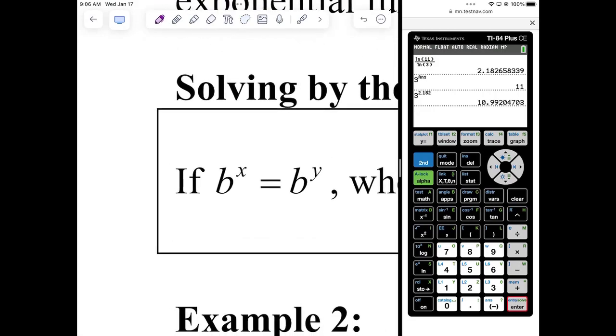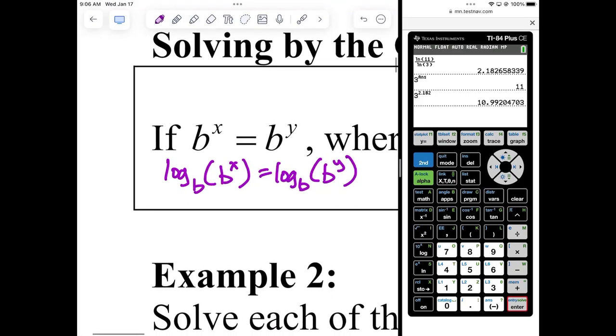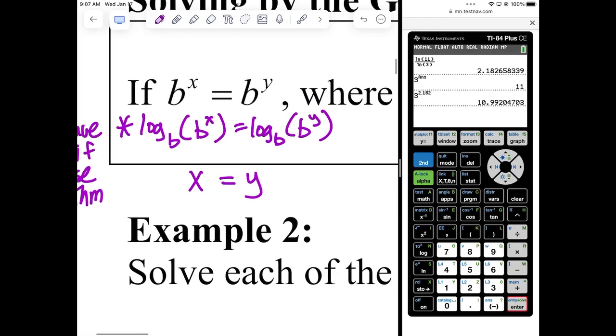If you don't want to use this theorem, you could actually do what to unexponentiate b on both sides? What can I do to both sides to unexponentiate base b? I can log base b both sides. So if you don't want to use the theorem, you're going to have to show this step here. What's log base b of b to the x? X. What's log base b of b to the y? Y. You get the same result. But if you use the theorem, you can save this step. You don't have to write this step. Save if you use this theorem.